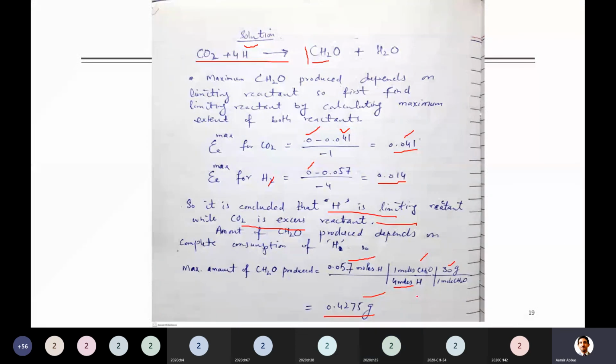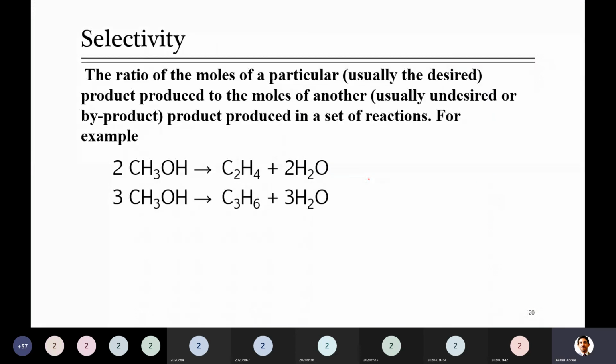Okay. Any other question? No, sir. Right. This is the last definition related to this system, which is called selectivity. What does this word selectivity mean? To be selective means when you are looking for something specific. Whenever you look at various reactions, sometimes more than one product is produced in the reaction.